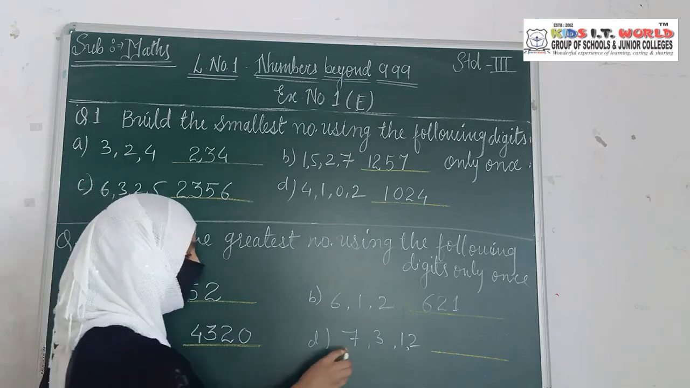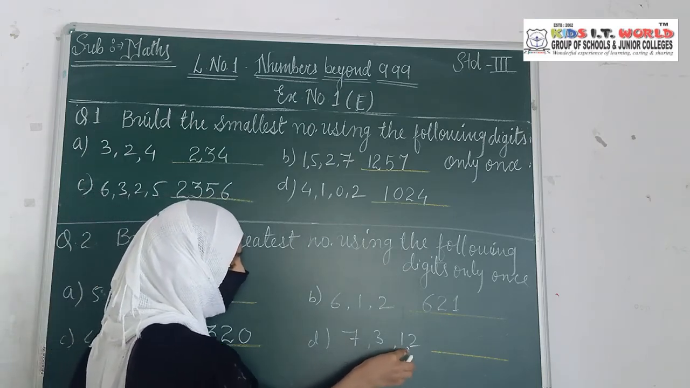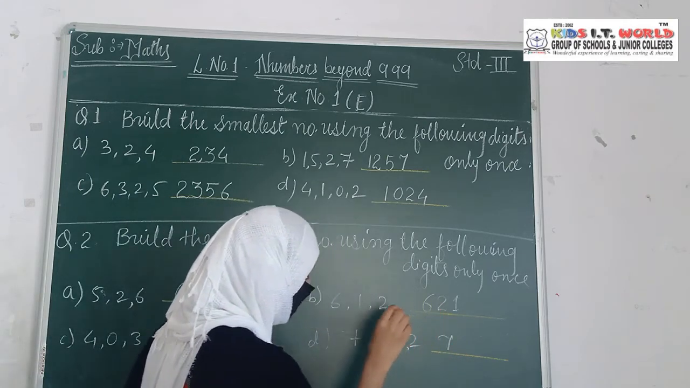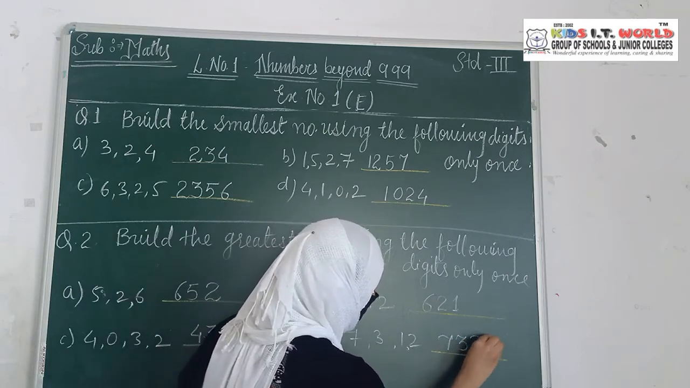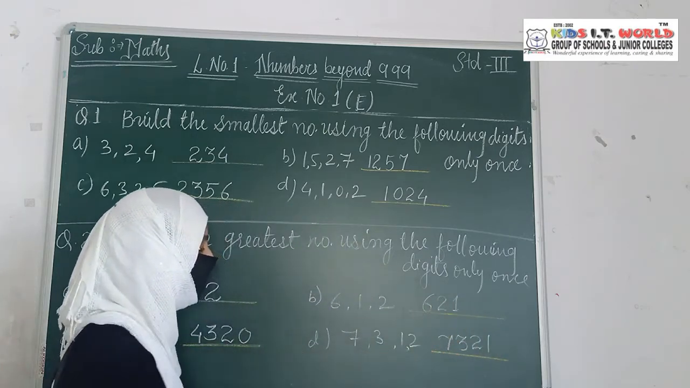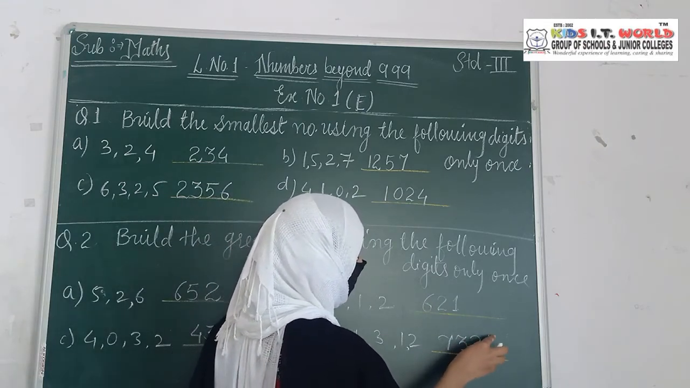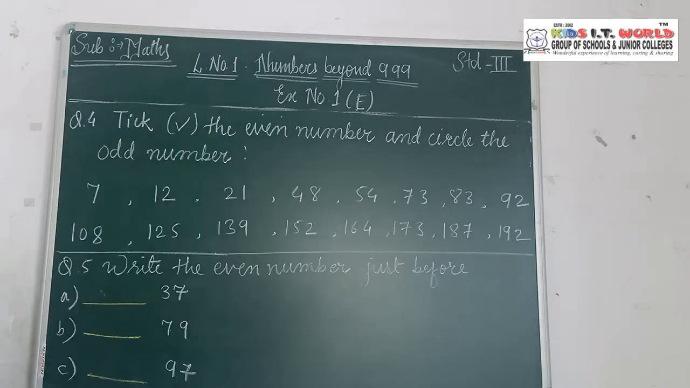4320. Now the last one, it is 7, 3, 1, 2. So which is the greatest number here? 7. After 7, 3, then 2, and then 1. So from this you got the number 7321. In this way you have to build the number by using the digits only one time, the smallest number also and the biggest number also.